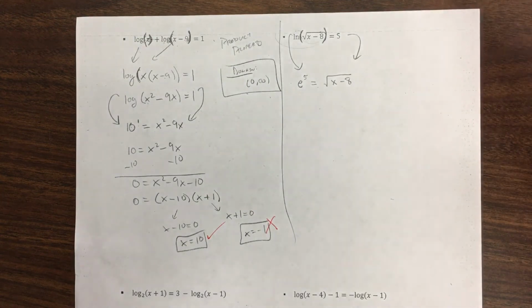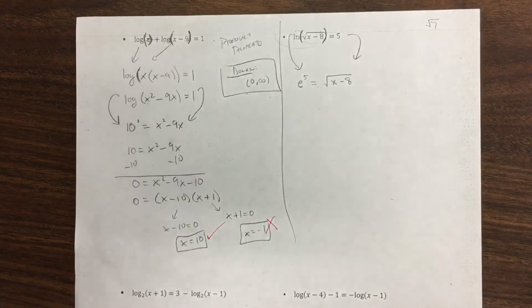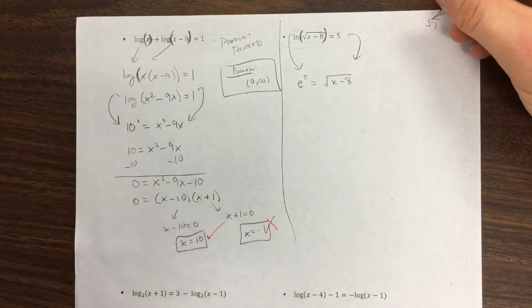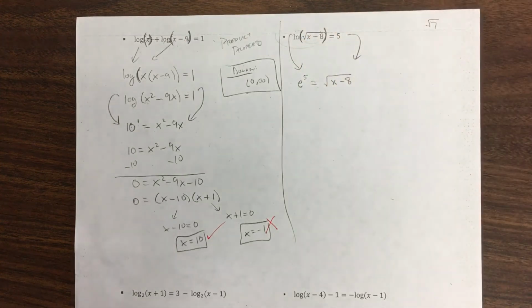Now, some students got stuck here and said, well, e to the 5th. Yeah, we were going to leave that, just like we left square root of 7. Square root of 7 is an irrational number, so we just left it. Same thing here. We're going to leave this as e to the 5th. But we can keep solving for x.